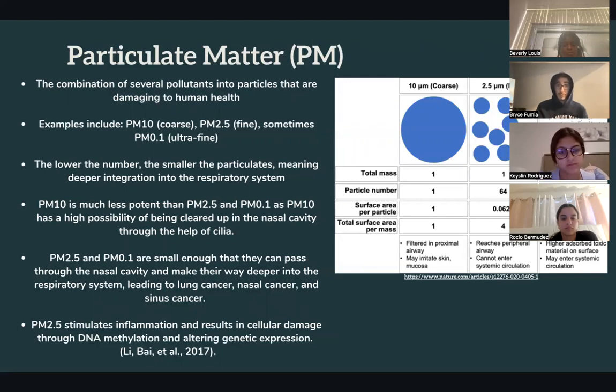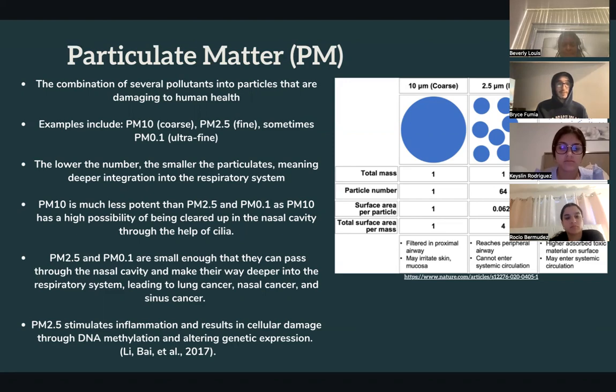For coarse particulate matter, these are filtered into proximal airways and they may irritate the skin and mucus. For the fine particulate matter, they may be able to reach the peripheral airway, but they cannot enter systemic circulation. And finally, for the ultrafine particles, they have a higher absorbed toxic material on their surface, allowing them to enter systemic circulation.